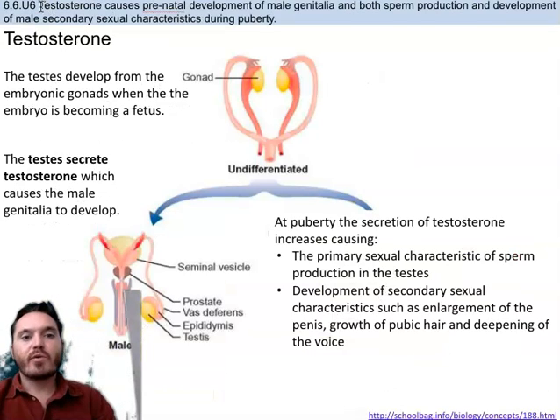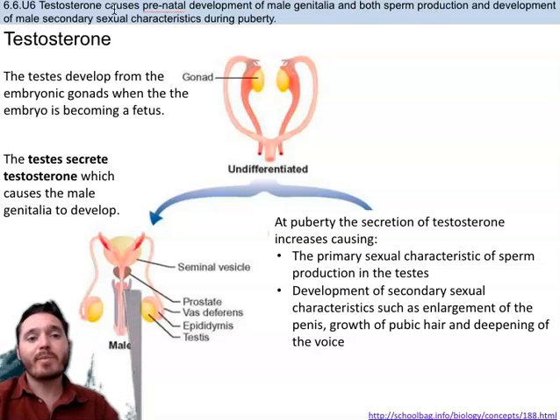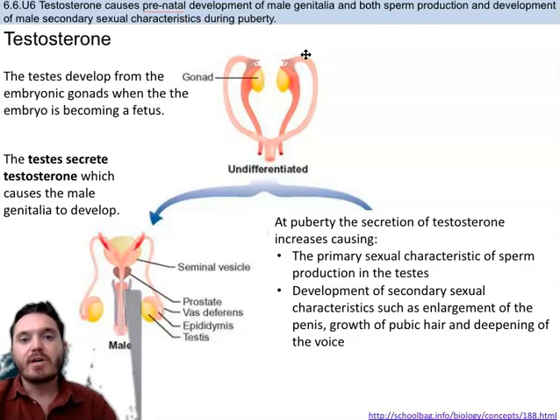This statement is just going into further detail about what testosterone actually ends up doing. So testosterone causes prenatal development of male genitalia and both sperm production and development of male secondary sex characteristics during puberty. So essentially this is just talking about how testosterone does cause this development of the male reproductive organs.